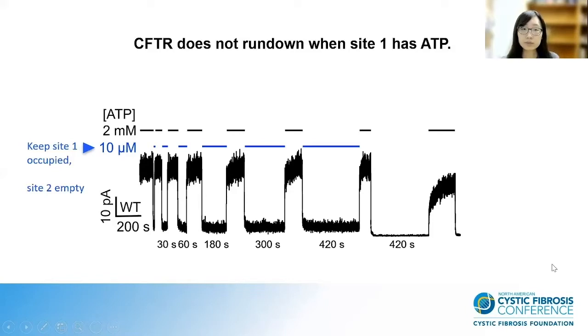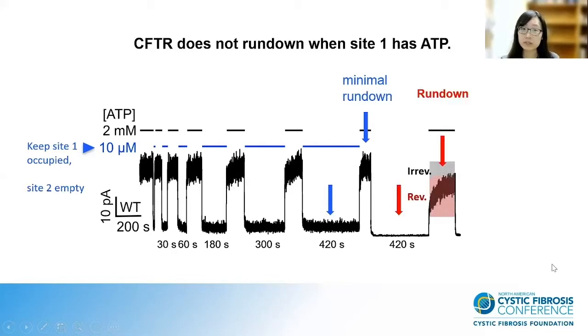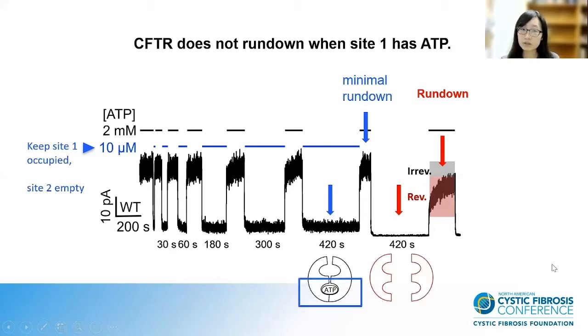Here you can see that although most channels are closed in 10 micromolar ATP, as reflected by a drastic drop of the macroscopic currents, they all come back rapidly when 2 millimolar ATP is supplied, suggesting that there is minimal rundown. In contrast, complete removal of ATP caused severe rundown. This result is consistent with our hypothesis that holding Cy1 together prevents rundown.